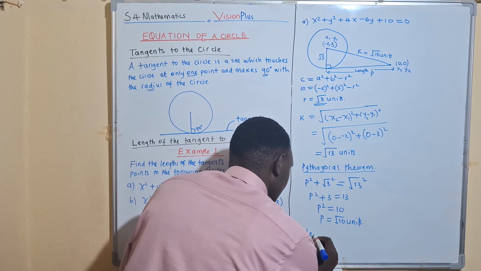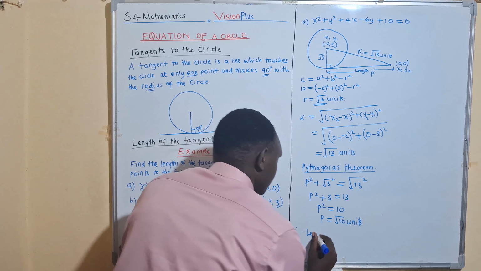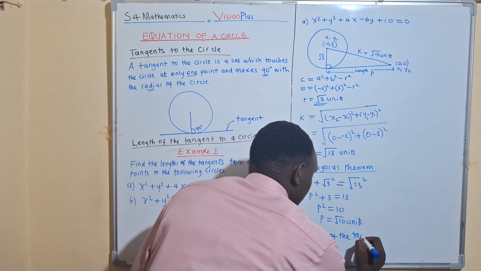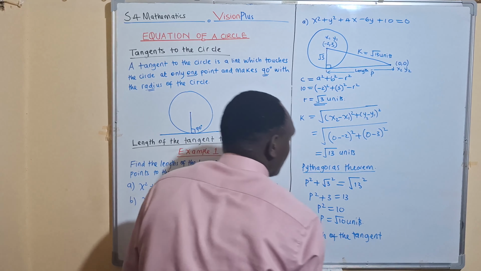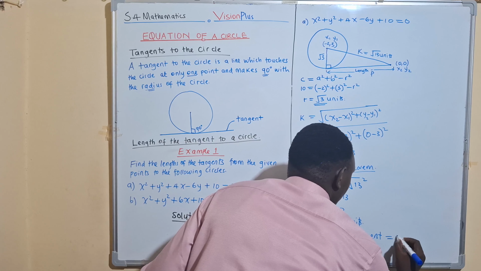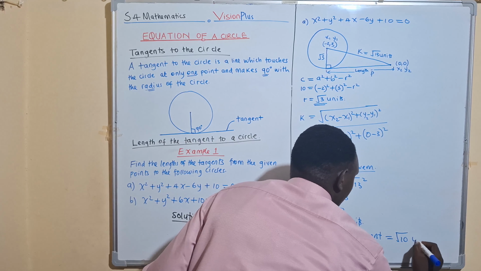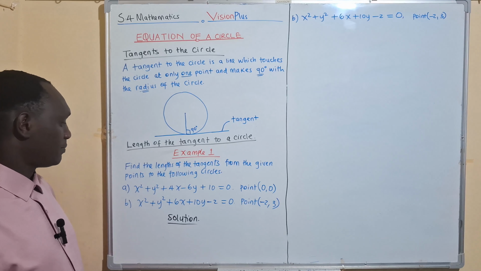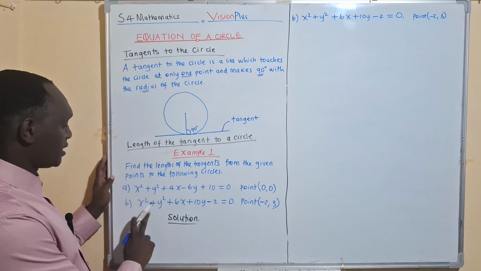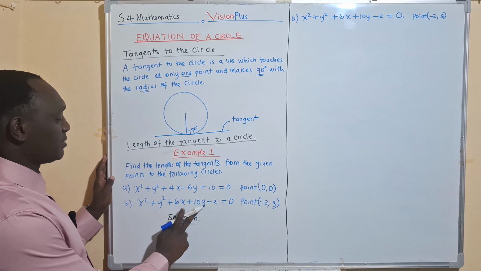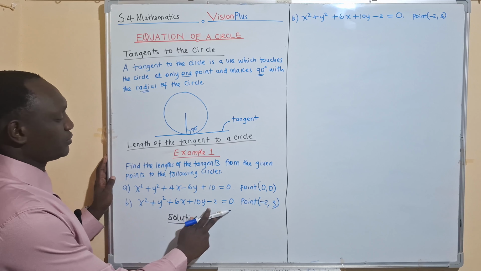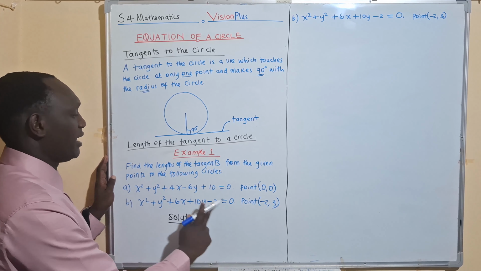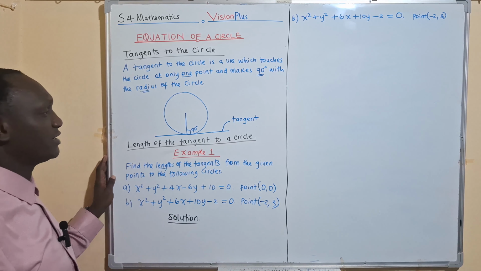Therefore, because our p was the length of the tangent, the length of the tangent from point (0, 0) equals root of 10 units. And part B says that we are given the equation x squared plus y squared plus 6x plus 10y minus 2 equals 0, and this is the point where the tangent is coming from. The question says that we need to find the length of the tangent.